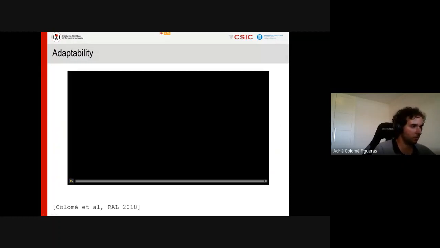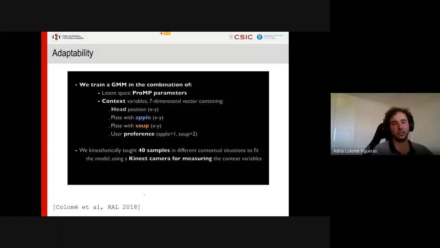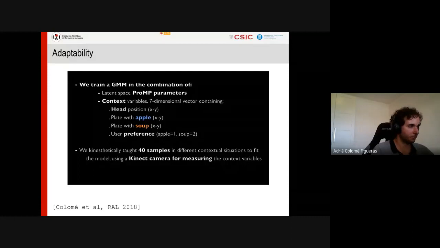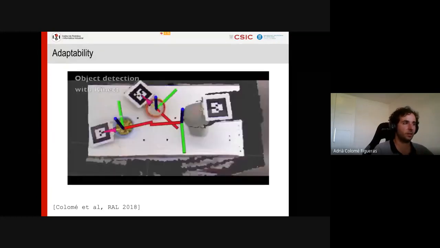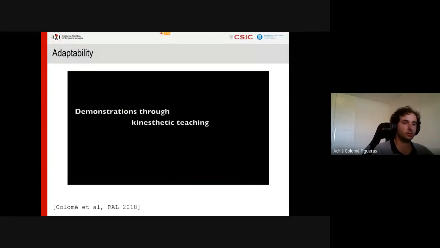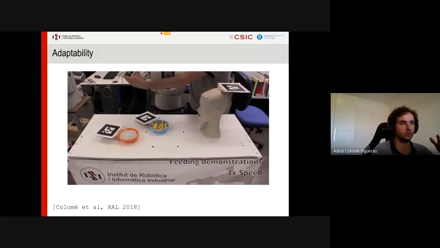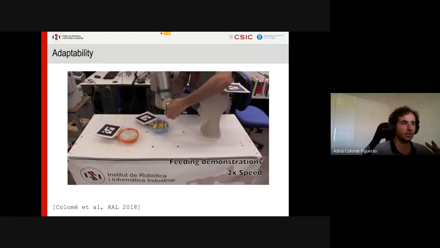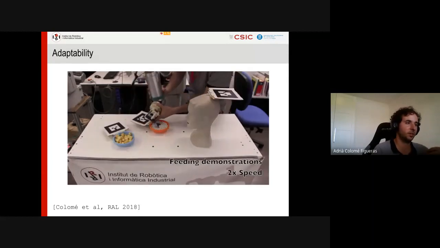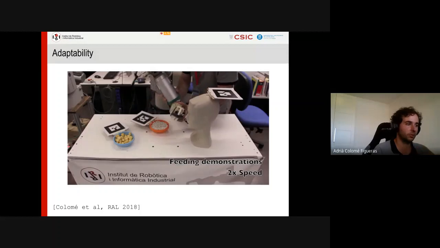And we used this also in the feeding task that I just showed you. So basically, the context variable was seven-dimensional. So we have the head position, the two plates position. We used QR codes here, just not to be too complicated in the position of the plates, just to go straight to the point.